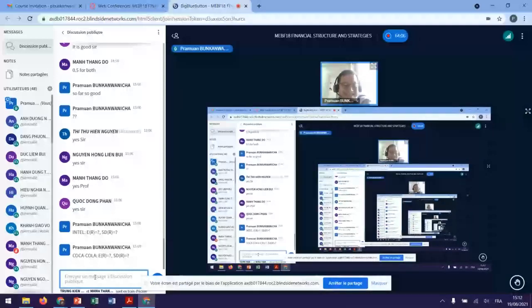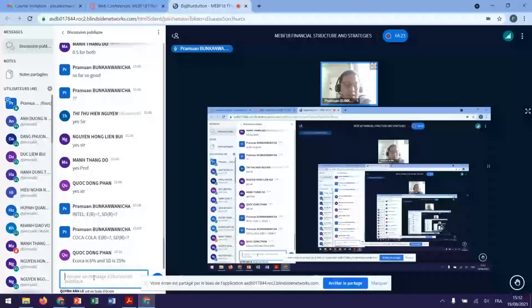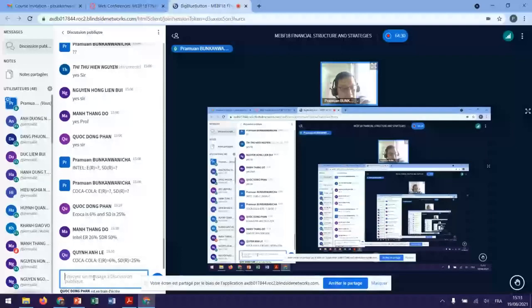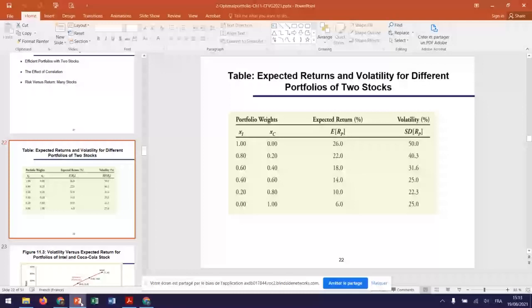What is the expected return and volatility of Intel stock? What is the expected return and volatility of Coca-Cola stock? Coca-Cola stock is 6%, standard deviation is 25%. Let me write it. I haven't checked it. Coca-Cola is 6%, and volatility of 25%. Intel is 26%, volatility of 50%. Okay, let me check. How did you know that?